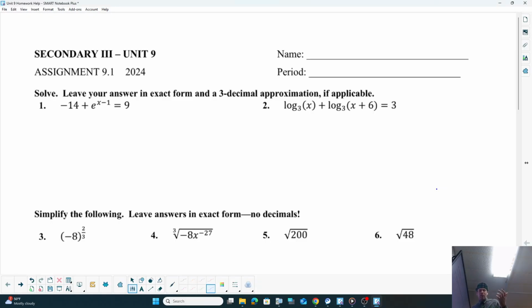So we're on 9.1. Hope you like this assignment. Practice it well so you'll be good at it for the test in the future. But welcome. This might be the third or fourth quarter. I'm not sure where we are. But new quarter, new me. You know, you got this.